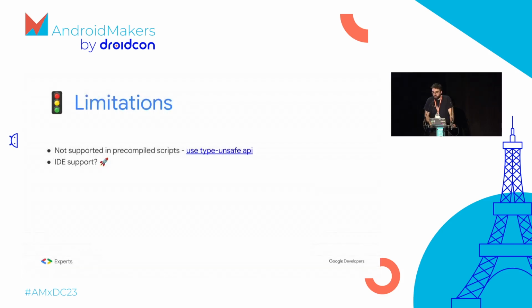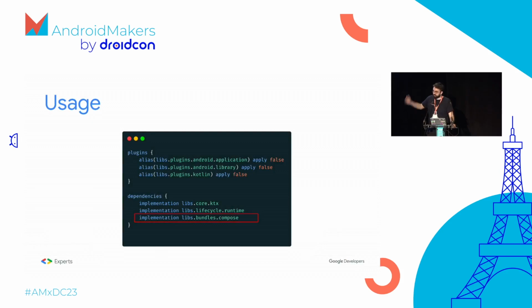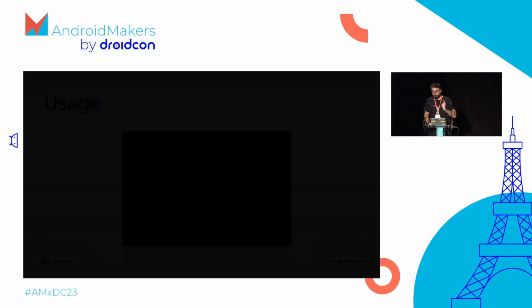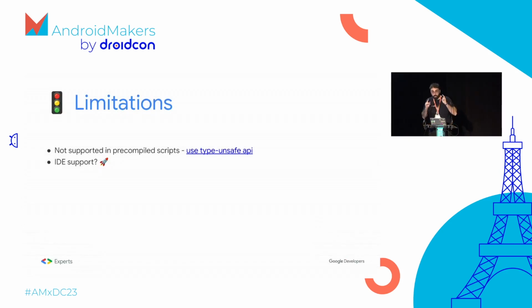What are the limitations? Everything is not for free, and we still have some constraints here. The first one is that it's not supported in precompiled scripts, so we need to use the type-unsafe API. Until now, Gradle was generating the stuff for us, like the dot, everything, and we had this autocomplete, and life was wonderful. But if you have to write a custom precompiled script, or if you need to build a convention plugin, which we will see a bit later, then you have to use the type-unsafe API, which means you have to search it as a string and just use a string.